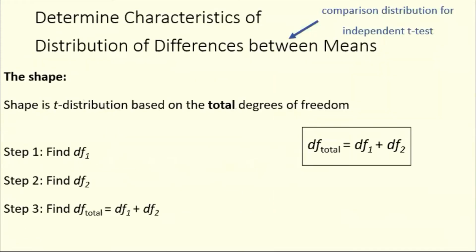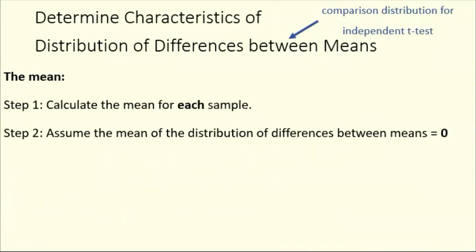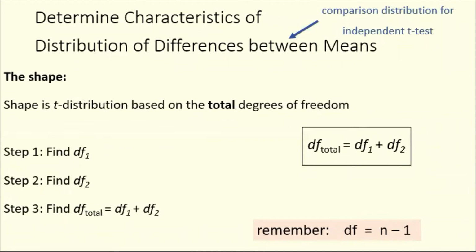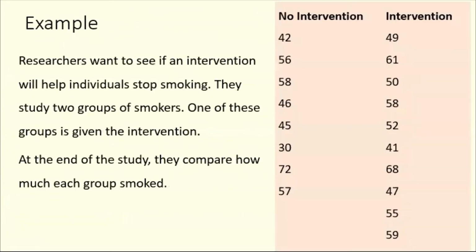And so we have our data here. So let's start putting this into practice. And so as we go to find our degrees of freedom here, let's take a look. So we have 1, 2, 3, 4, 5, 6, 7, 8. 8 people in one group, 10 people in the other.